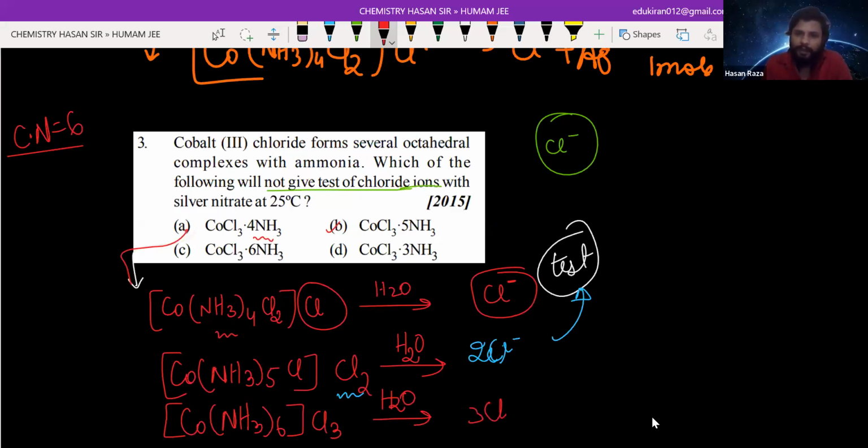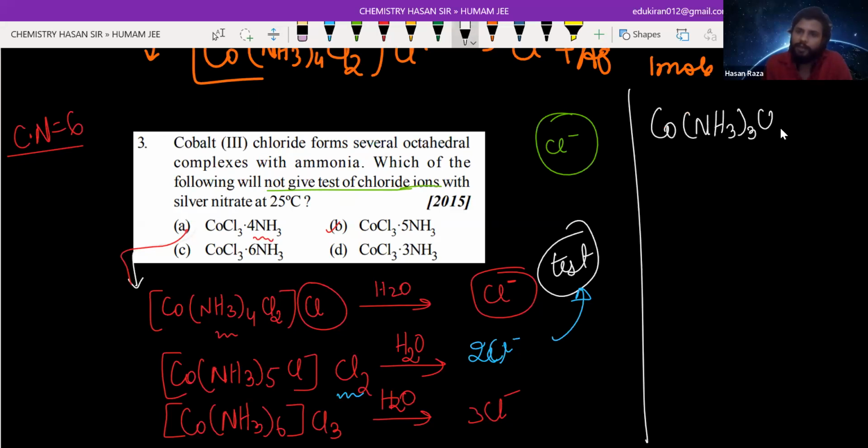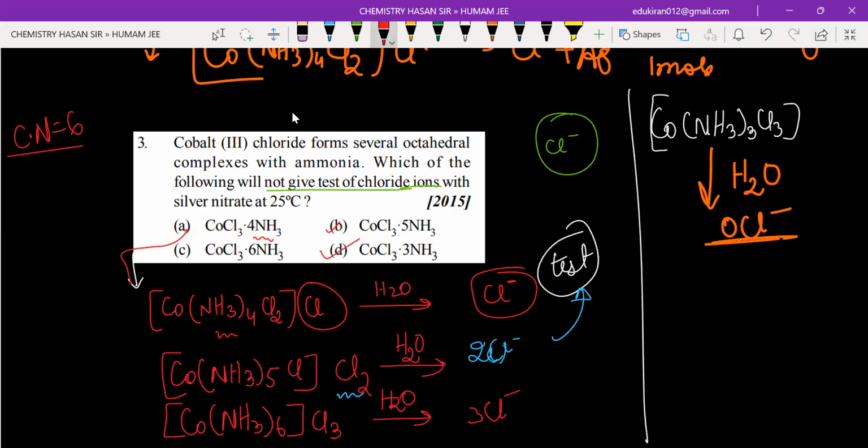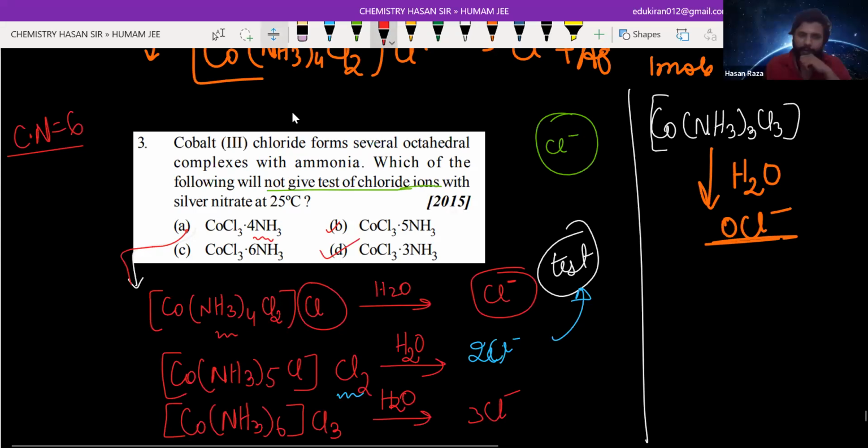Now, after this, you can go for the D one, Co. How many NH3 is there? NH3 is 3 and Cl is 3 Cl. Now when you dip this in water, you know that inside a square bracket it doesn't ionize. So 0 Cl minus, there is no chloride ion. So this will be the option which will not give test for chloride ions. Is that clear? Yes. Please do write it if you want. Let me know when you're done with this, Uma.